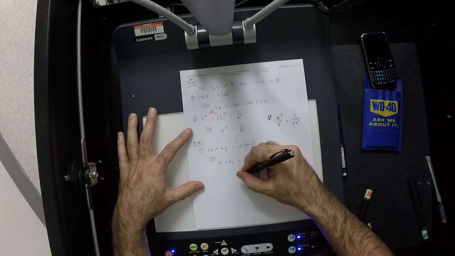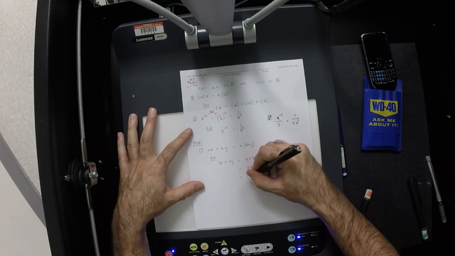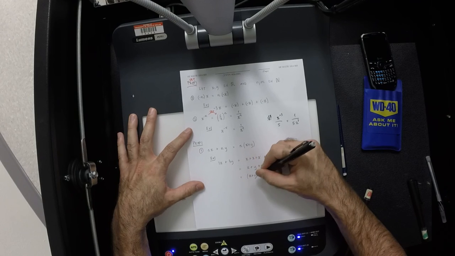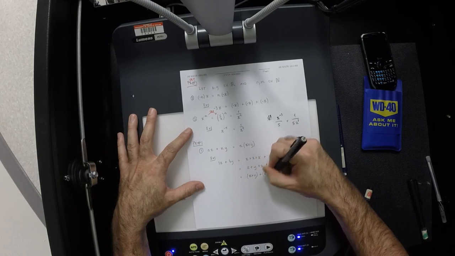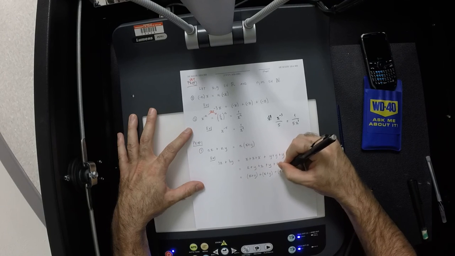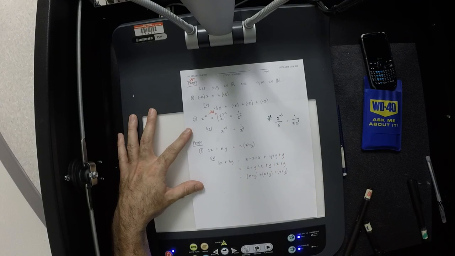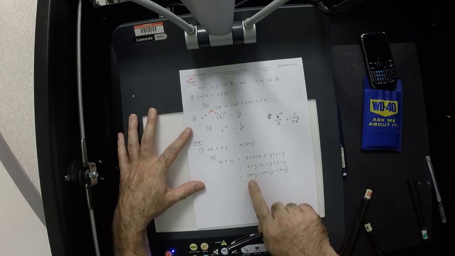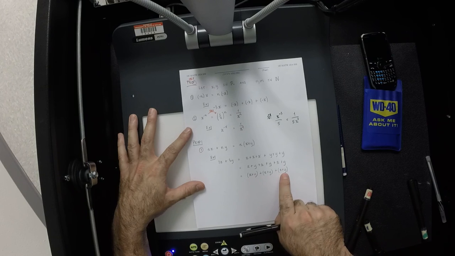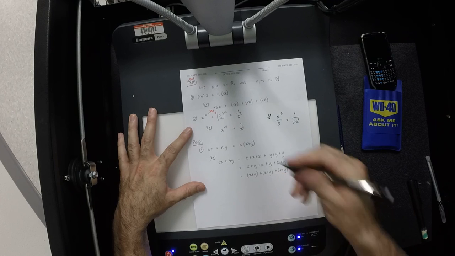Okay, now I'll parenthesize them. So this is x plus y, plus x plus y, plus x plus y. So I added a bunch of parentheses. Is that legal? Yes, what is that called? The associative property. But this is the same thing three times in a row. Don't we have a nicer way to write that? There you have it.